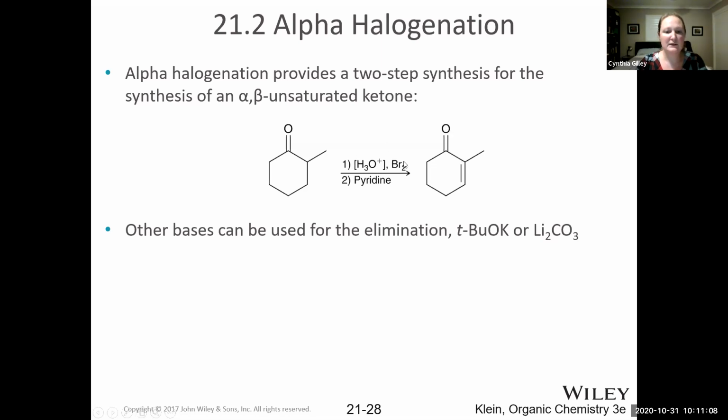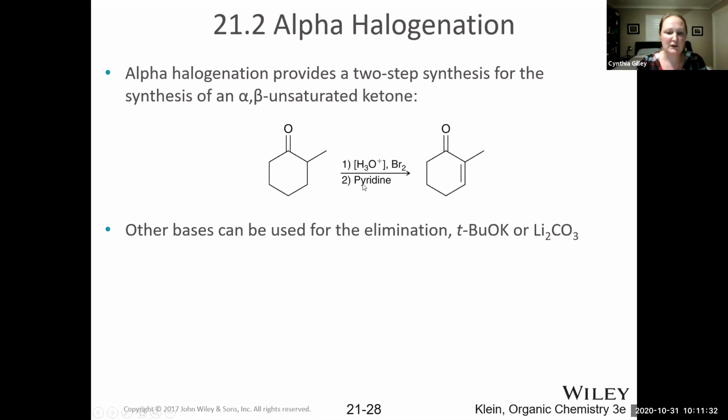So recall the first step with catalytic acid and bromine. We'll place a bromine regioselectively at this alpha carbon, and then pyridine will do an E2 reaction, removing a proton at this beta carbon and kicking out the bromine as a leaving group, generating an alkene between those two carbons.